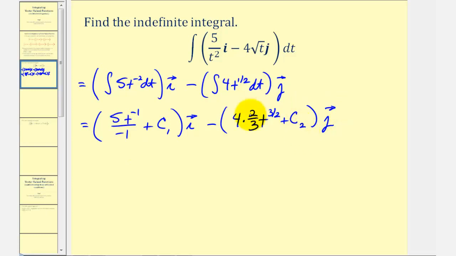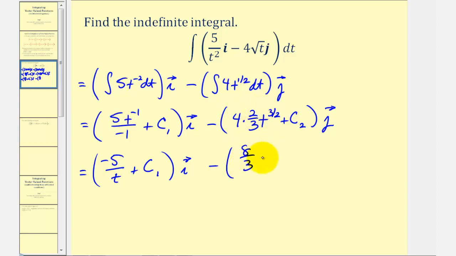Now let's go ahead and clean this up. Notice how we have 5 divided by negative 1, that's negative 5 t to the negative 1, or negative 5 divided by t, plus c sub 1 times i, minus, here nothing simplifies, so we have 8/3 t to the 3/2 plus c sub 2 times j.